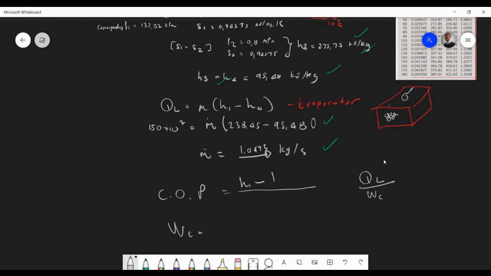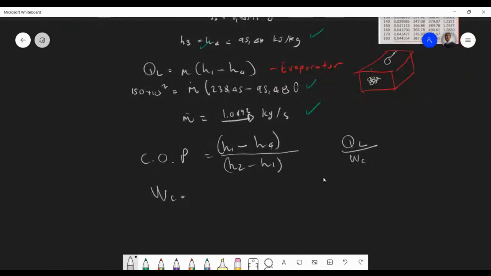This is just going to be H1 minus H4, and we can do H2 minus H1. Remember over here, the reason why we can do this is because the mass flow rate of the system remains constant. So we can find our COP like that, or we can find it by finding all the individual loads, obviously. So let's find out our work here.